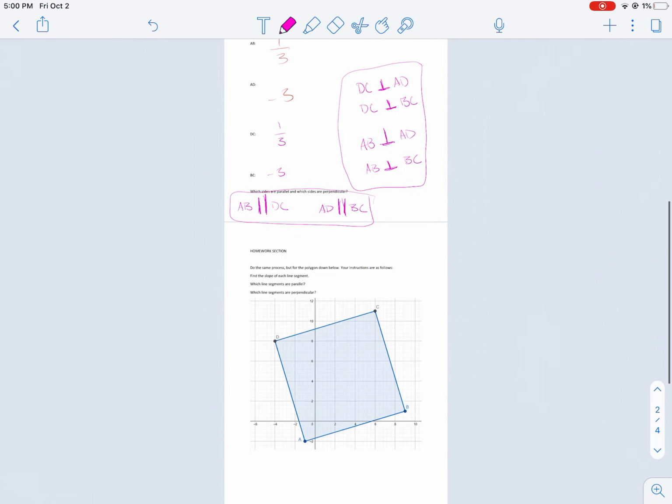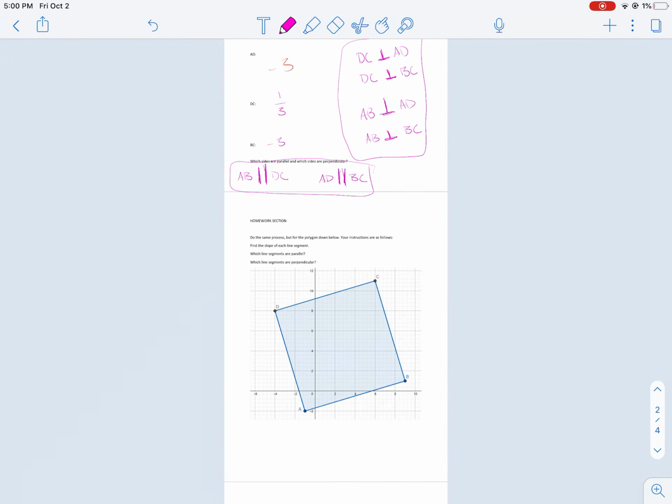Okay, so for homework, I want you to do the same process but for the polygon below. So find the slope of each segment, which line segments are parallel, which line segments are perpendicular. Write them just like I did up here using the correct symbol, and we'll call it a day.